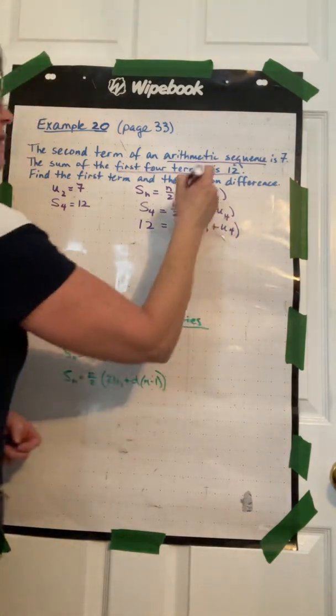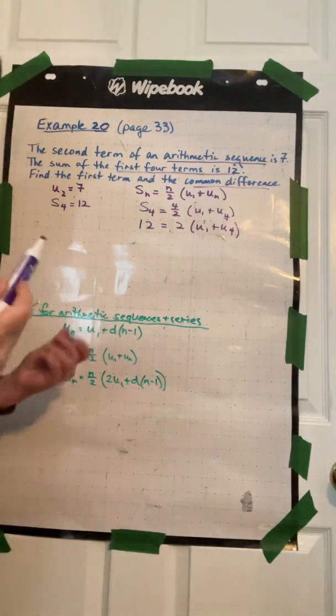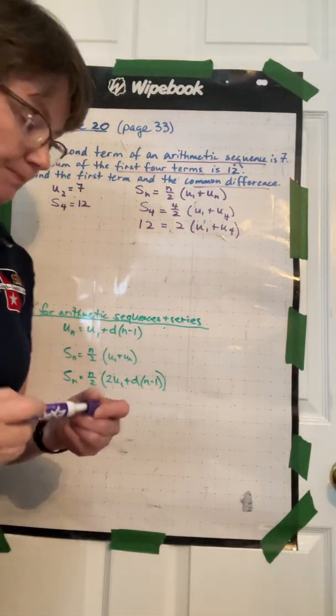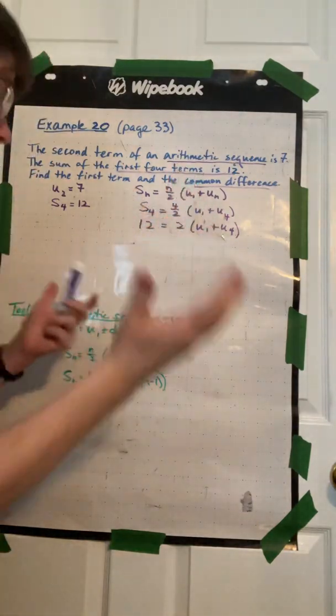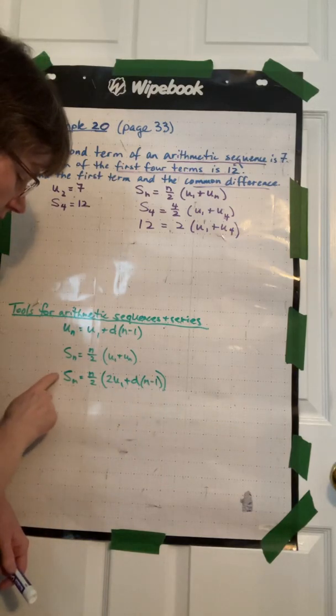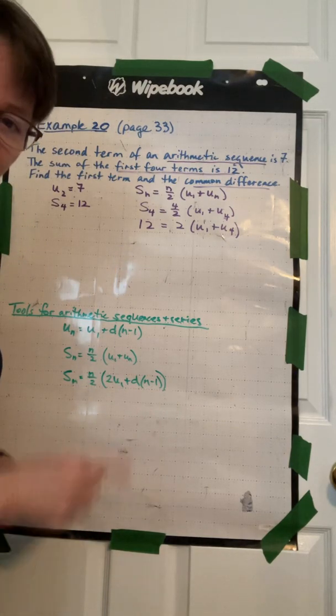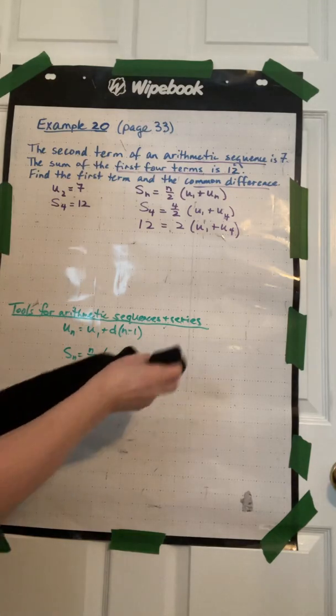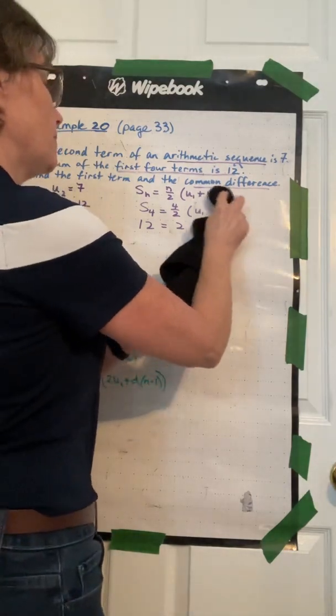Okay, we need to find the common difference also. All right, so that tells me that this formula is not quite going to work. I should have chosen this other formula that has a D in it. So I'm going to back up and start over. No problem.